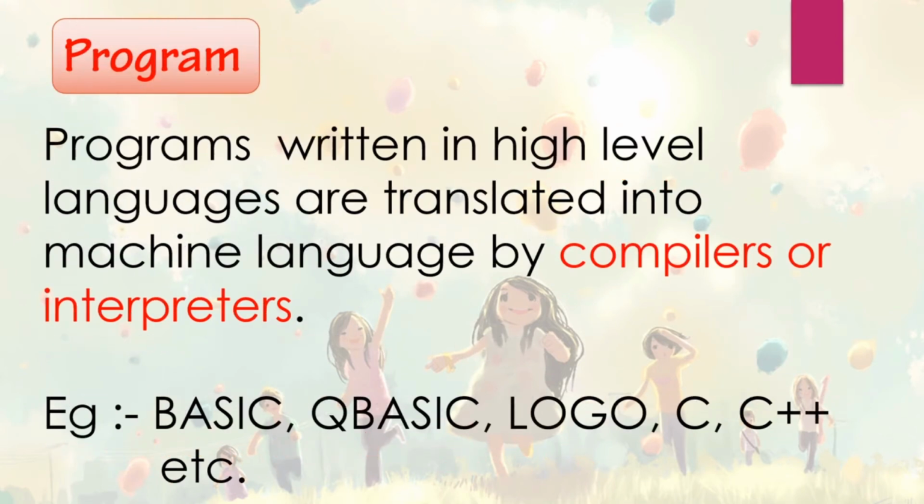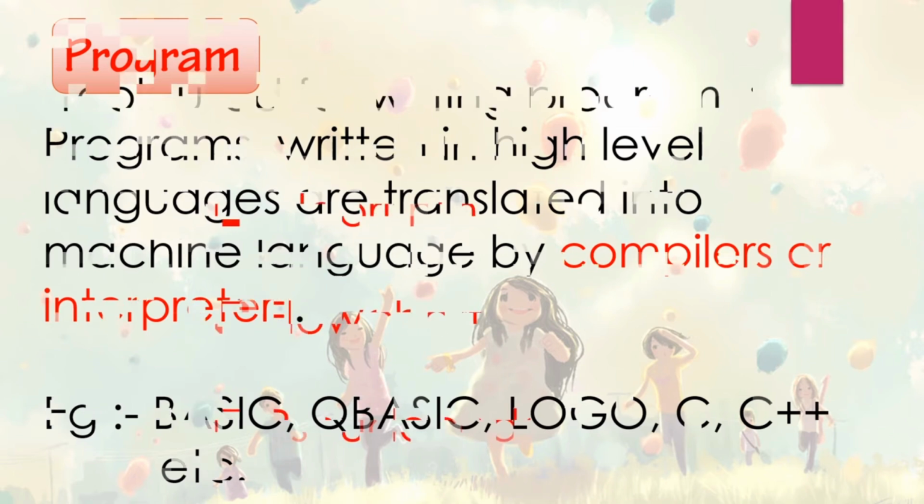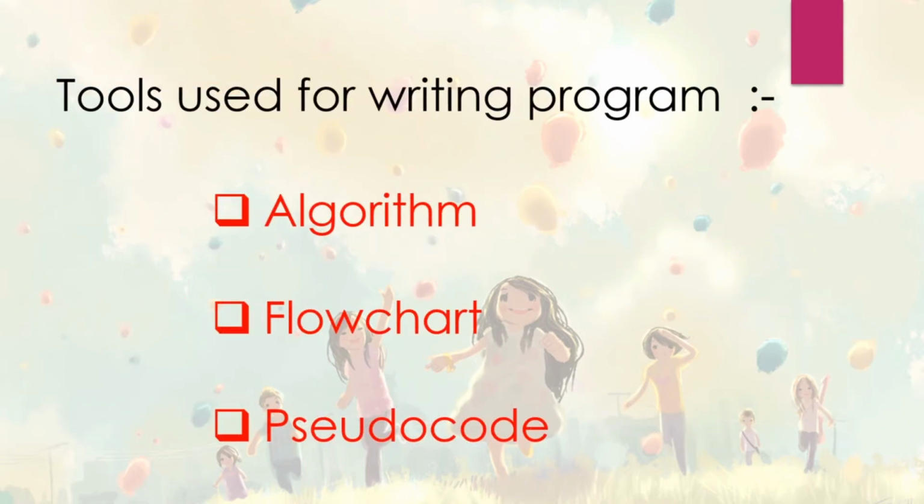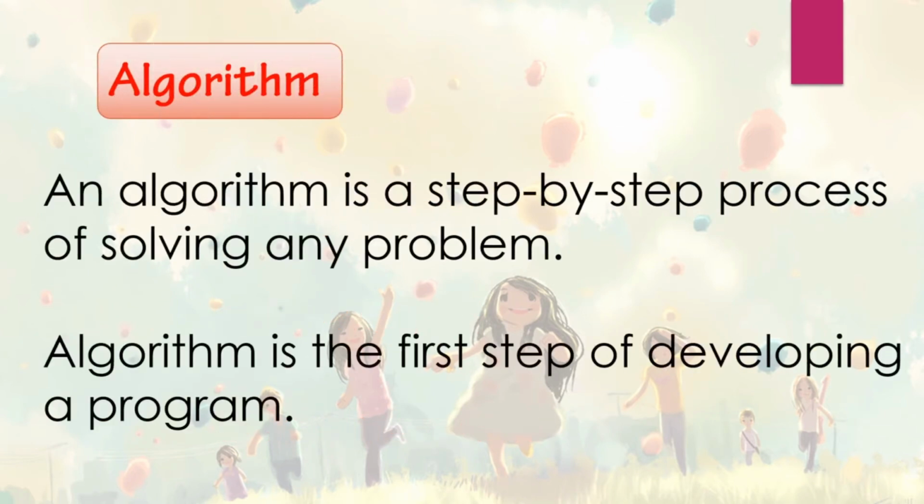Programs written in high-level languages are translated into machine language by compilers or interpreters. Some examples of high-level language are BASIC, QBasic, Logo, C, C++. Tools used for writing a program are algorithm, flowchart, pseudocode. First, we can start with algorithm. An algorithm is a step-by-step process of solving any problem. Algorithm is the first step of developing a program.